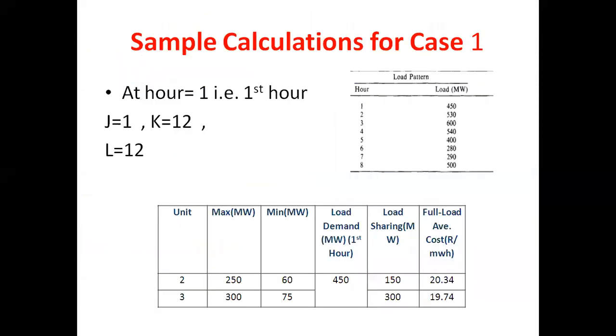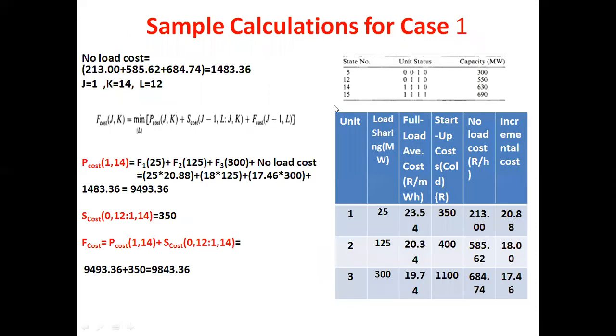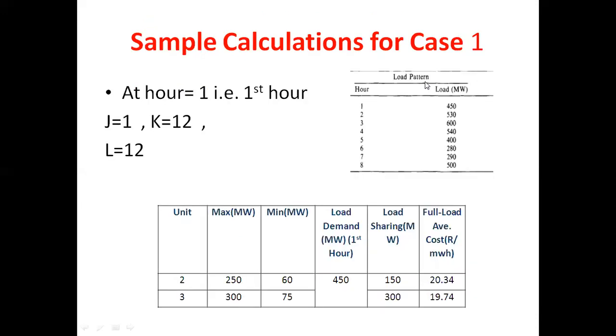So again, for the first hour, when k equal to 12 and L equal to 12, we have already seen that for that particular j equal to 1, k equal to 12, and L equal to 12. So k equal to 12 means only unit 2 and 3 are there. So unit 2 and 3 will supply the load demand for the first hour, that is 450, and it is clear that it will run at its maximum value 300 and give 150. It is very clear depending upon the full load average cost.